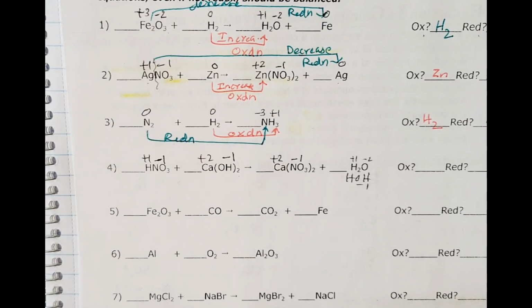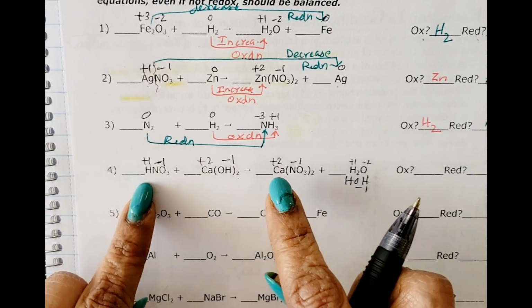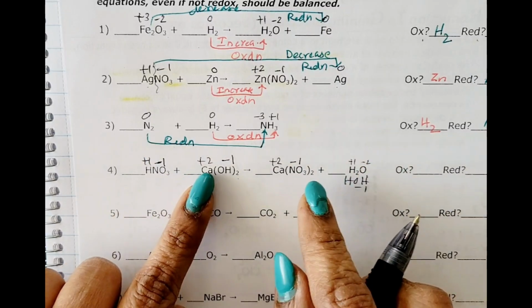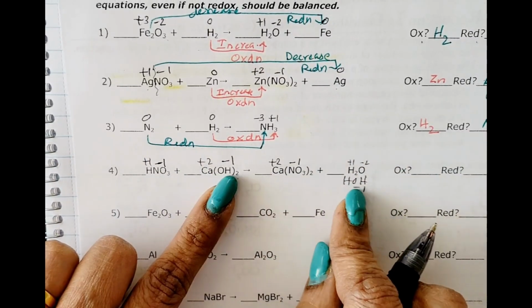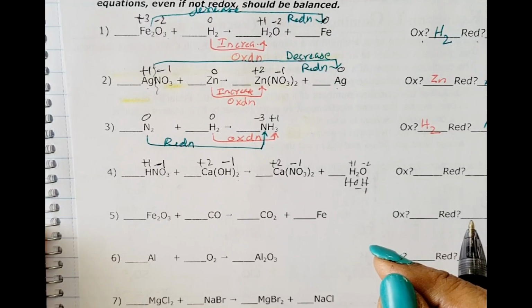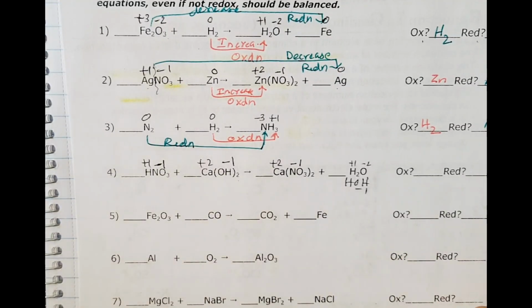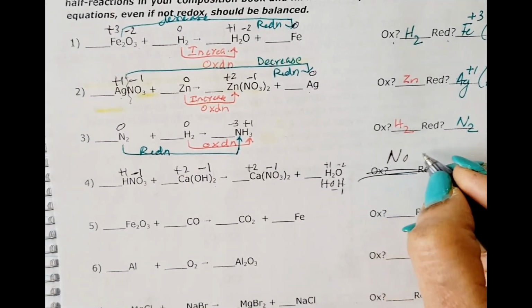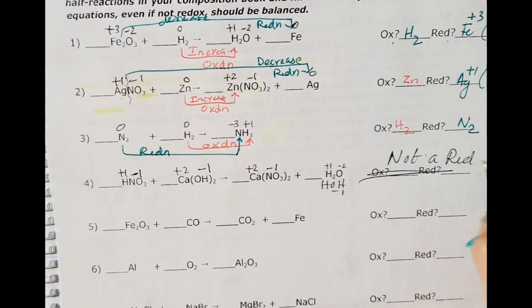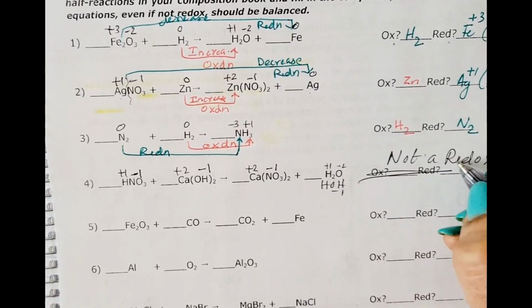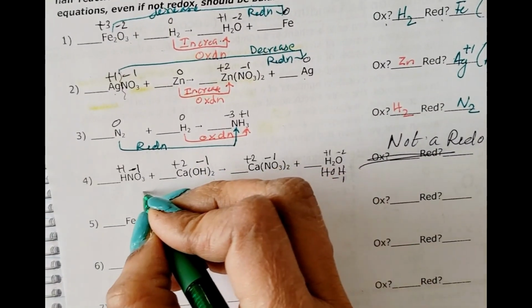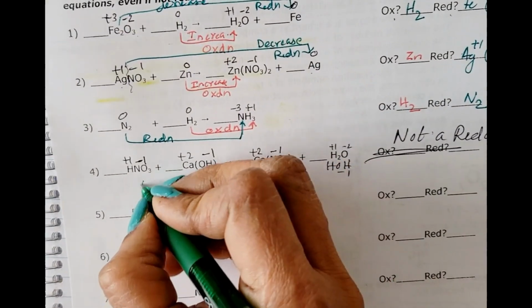Which one undergoes change? Hydrogen is +1 on both sides. Nitrate is also the same, calcium also the same, everything, OH is also the same. So that means it is not a redox reaction. There is no reduction and oxidation happening. So it is not a redox reaction. Reason: no change in oxidation number.